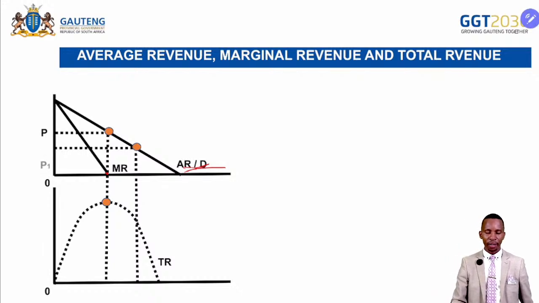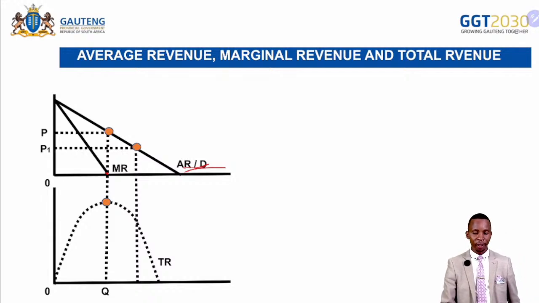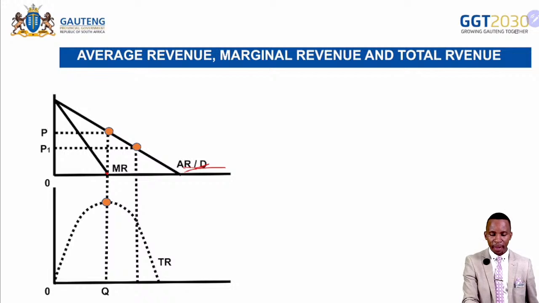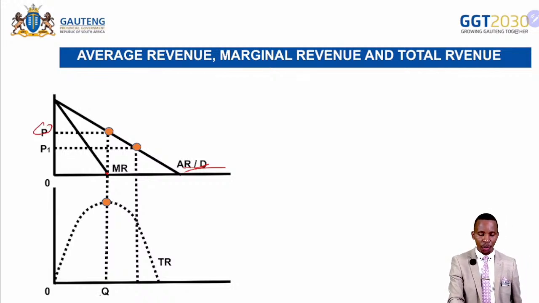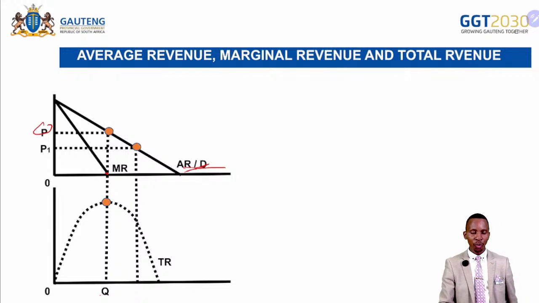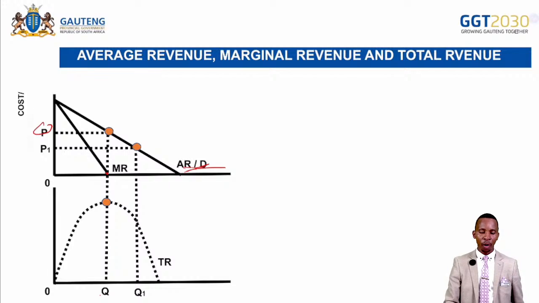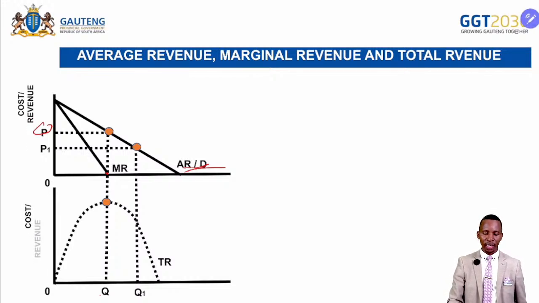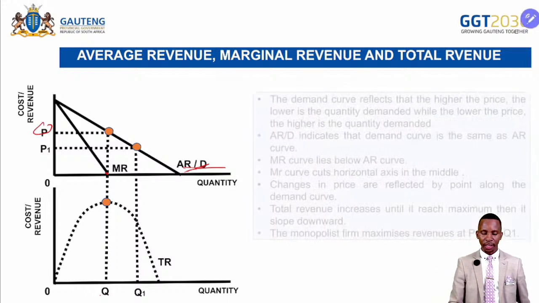The new price is indicated along the demand curve because it has decreased. Originally the price was P, and then the price decreased to P1, and the quantity, which was originally Q, increased to Q1 because of the lower price. These are our costs and revenues on the second graph, and then we have the quantity here.